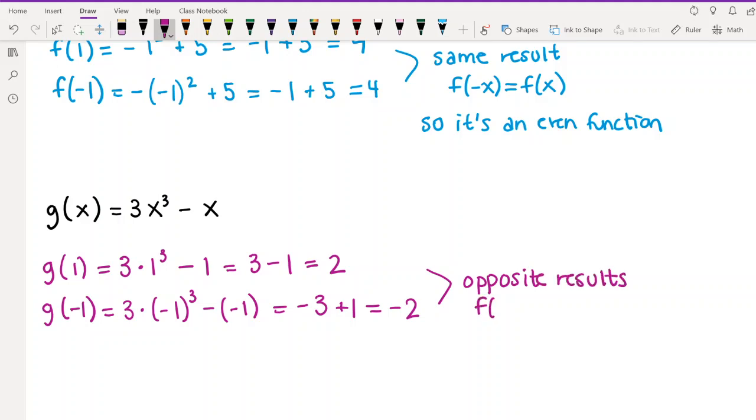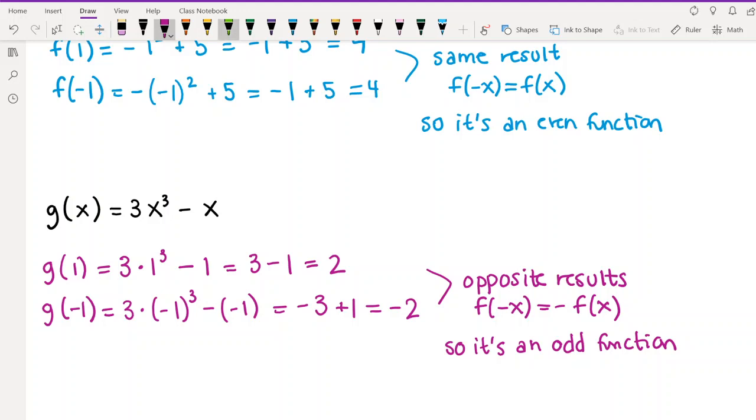So f of -x was the opposite of f of x. And so this suggests that it's an odd function. Again, it doesn't prove it. We would need to somehow test every single number out there to really prove it, which isn't really a thing, but we can see why it worked, right? So why was it that we got the opposite result?